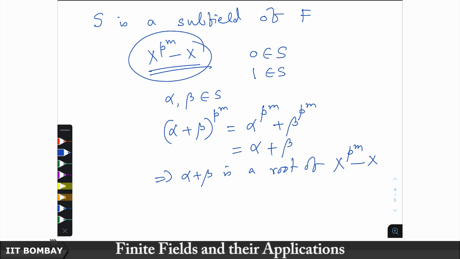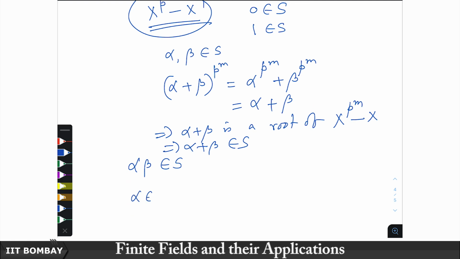So, similarly, one can also show that alpha beta is also in S. So, this is alpha plus beta is in S. Similarly, one can show alpha beta is in S. Inverse is also, if alpha is in S, that implies alpha inverse is in S. This can be shown also quite easily.